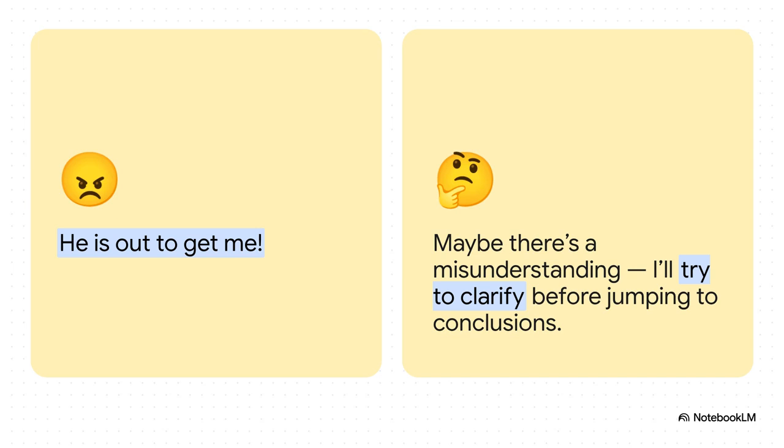Let's look at this one. He is out to get me is an accusation. It automatically puts you in a defensive, angry state. But the reframe, maybe there's a misunderstanding, totally shifts your role. You go from being a victim to being a problem solver. You move from anger to curiosity.